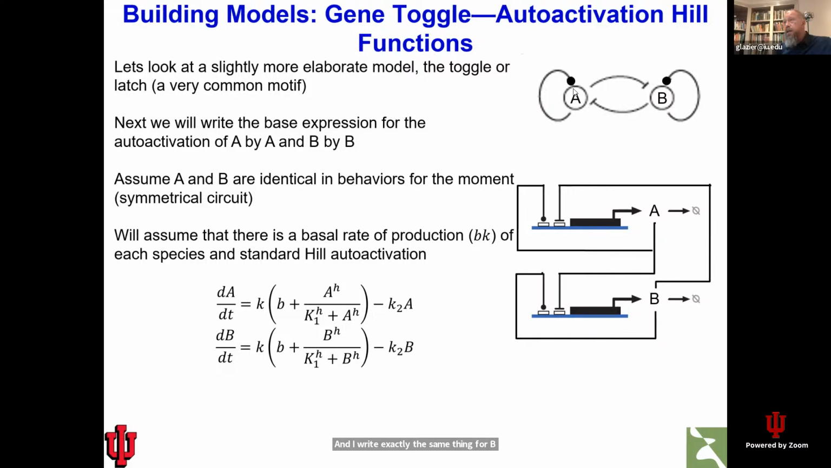And so that's writing A activates A, B activates B, and ignoring these cross inhibitors. And here I've made things symmetrical. I've assumed that all my rates and levels are the same for A and B, which might or might not be true.